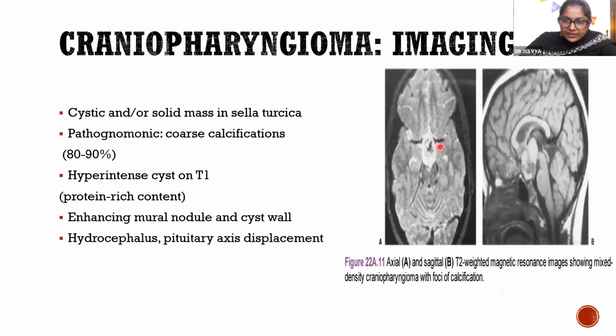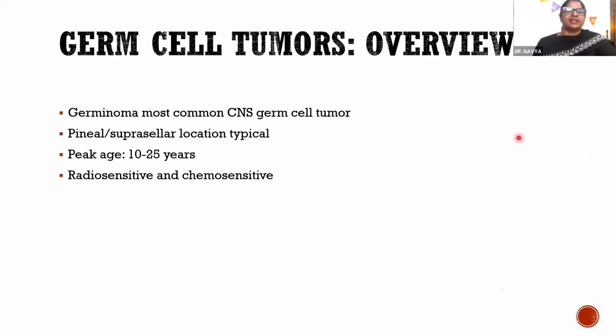So on the sagittal image, see the sellar mass. It could be a cystic or solid mass. The coarse calcification, as I have already discussed, is very pathognomonic of craniopharyngioma. There is also a rich protein content in the cyst because of all the secretions, so that's why it is a hyperintense cyst. It also has a mural nodule, but don't get confused with pilocytic astrocytoma, because this is more in the sellar region. And hydrocephalus and pituitary axis displacement, yes, definitely expected.